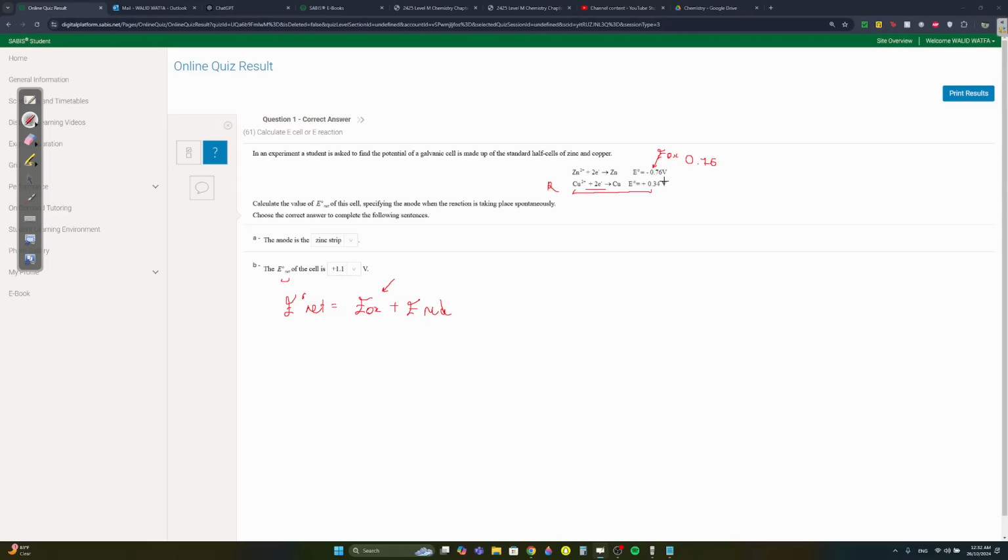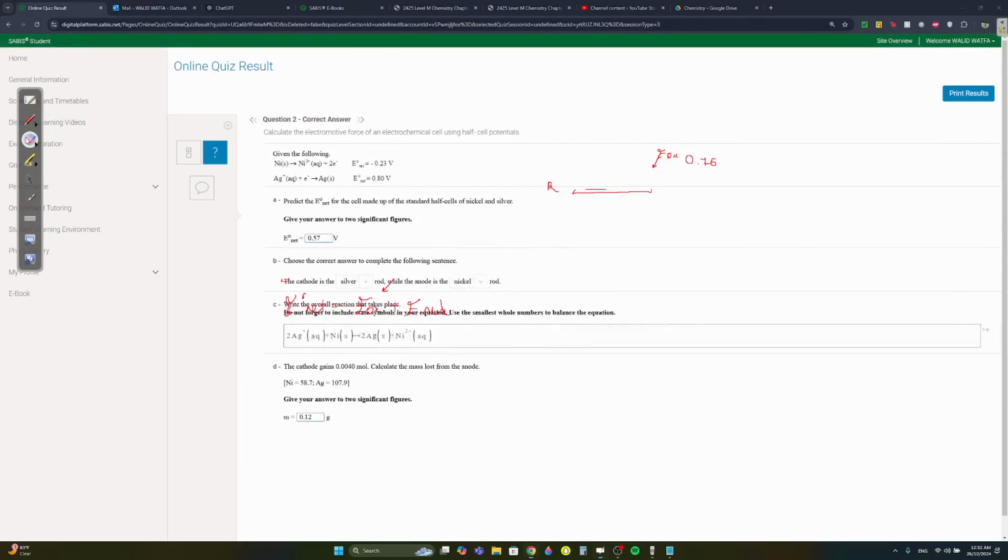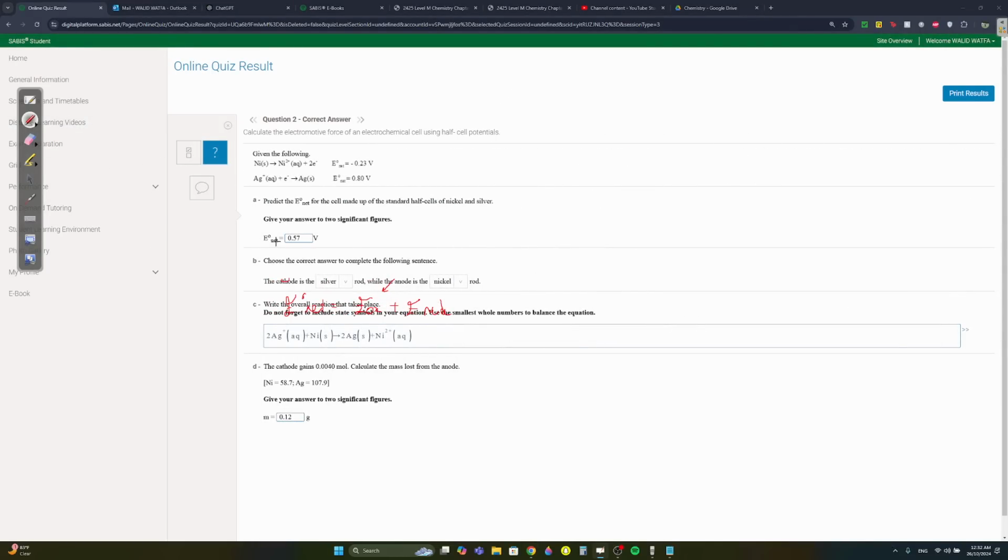So it's a simple step, right? 0.76, 0.34. This works. However, here, like for question 2, it won't work to just flip. You need to know which one is your oxidization, which one's your reduction.